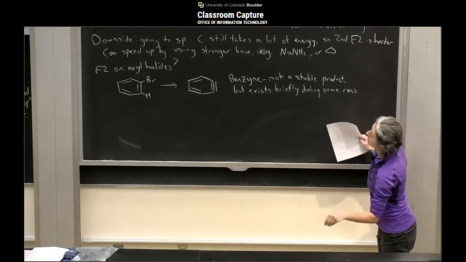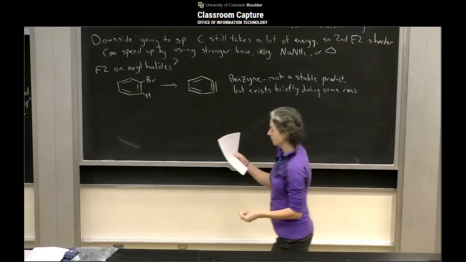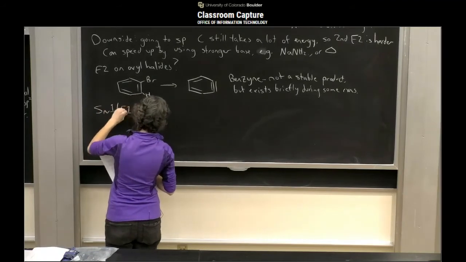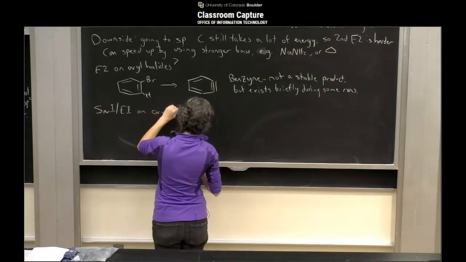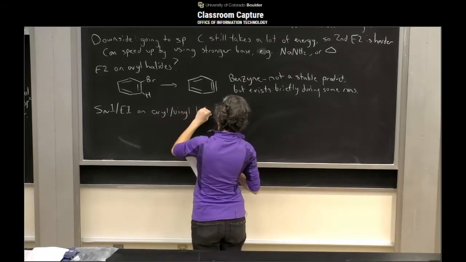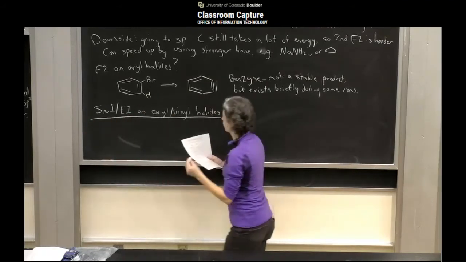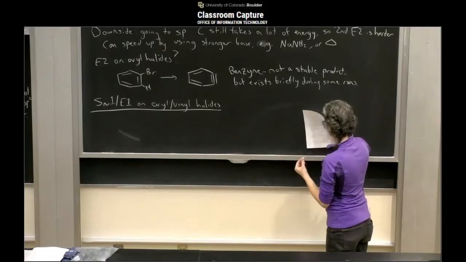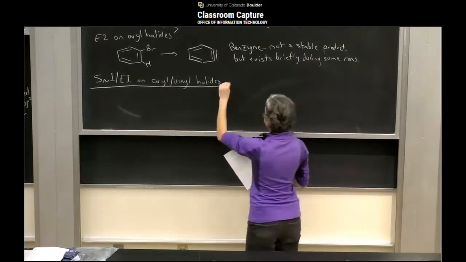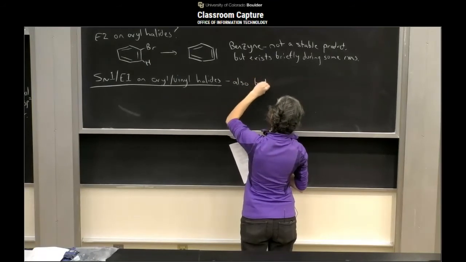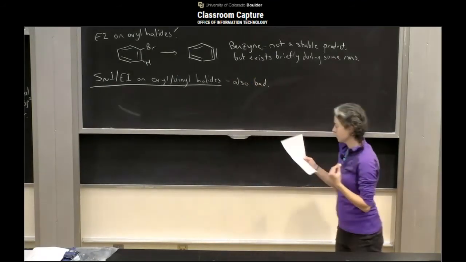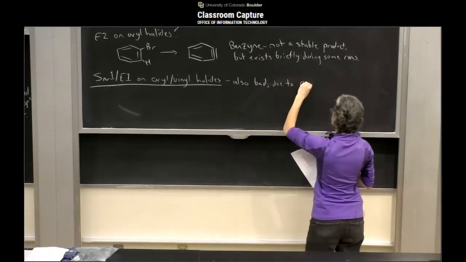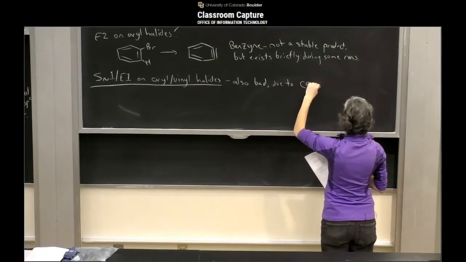Okay. So we've done SN2, we've done E2. Let's move on to SN1 and E1, and I'm going to do these together. Okay, so SN1 and E1 on aryl and vinyl halides. This turns out not to work great either, and this really comes down to carbocation stability, or instability might be a better way to put it.